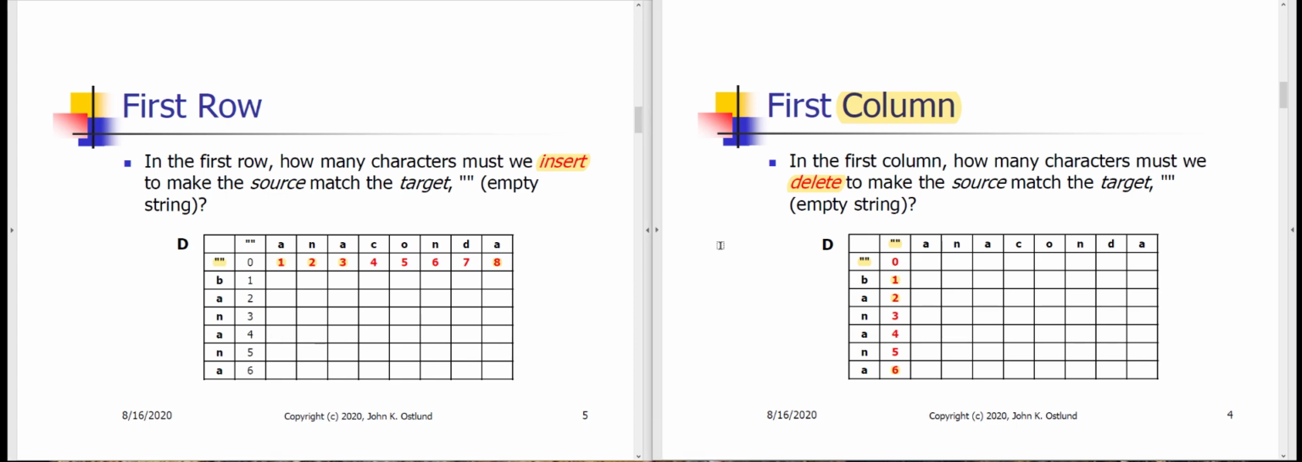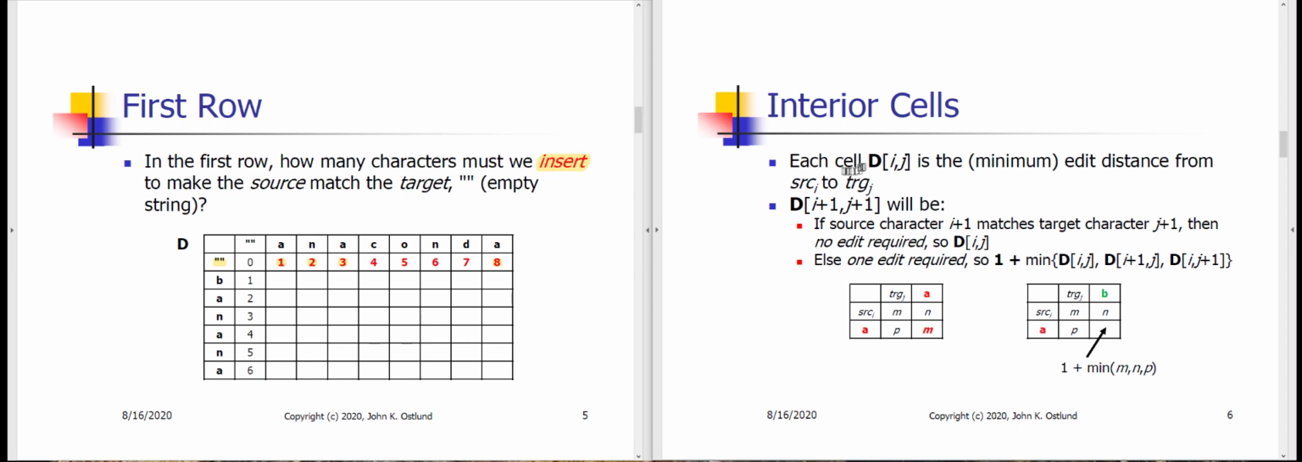So far, so good. Those are pretty straightforward. Now we want to answer the general question. If we've got some particular cell in this matrix, our intention is that it should tell us the minimum edit distance it takes to get the source up to that row i to match the destination up to the column j.